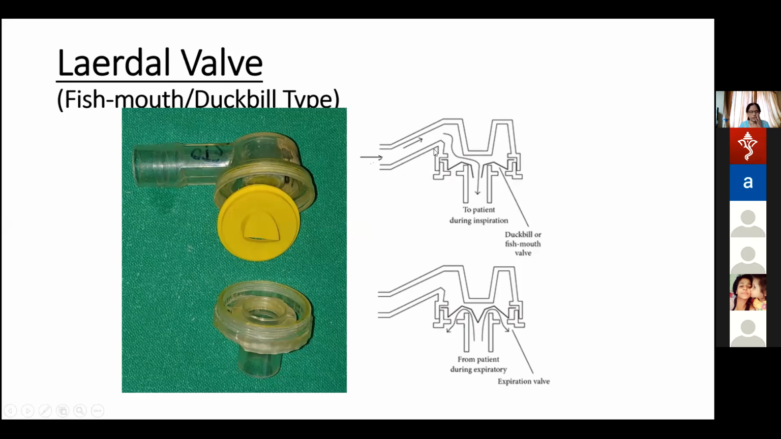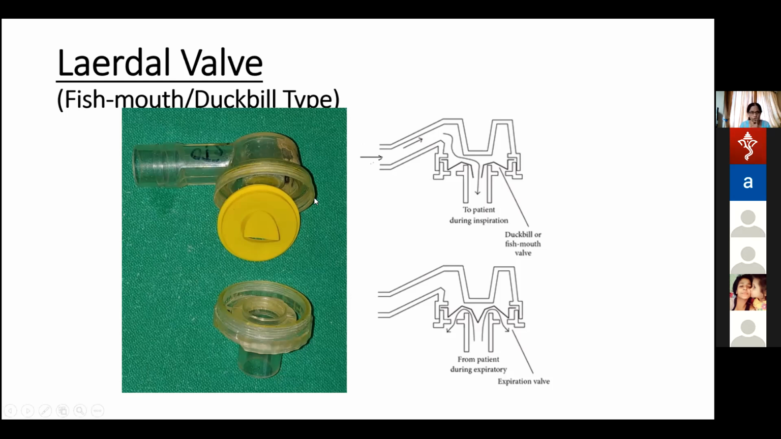Can it be sterilized? Yes, ma'am, it can be sterilized. It is reusable. It is not disposable. Can be sterilized. Okay. How do you sterilize it? It is asked in the exam. So you must be prepared for that.